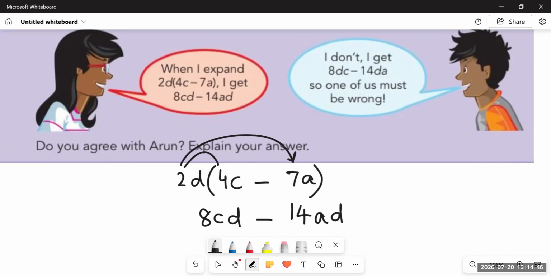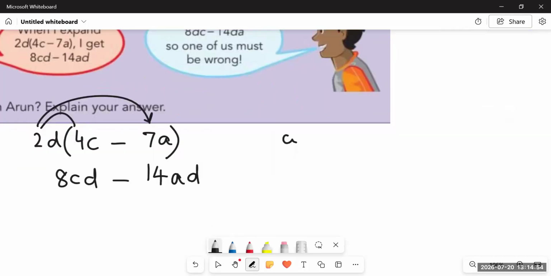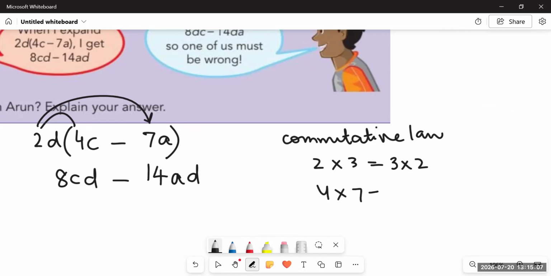Arun says that I get 8dc minus 14da. Oh my God. This is all about commutative law that we have already discussed in grade 7. Commutative law says that in multiplication and addition, order doesn't matter. 2 multiplied by 3 is equal to 3 multiplied by 2. 4 multiplied by 7 is equal to 7 multiplied by 4.